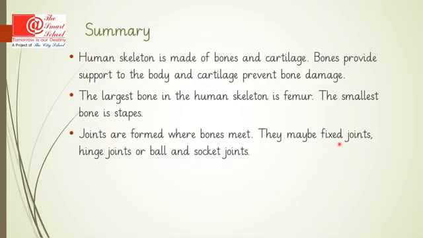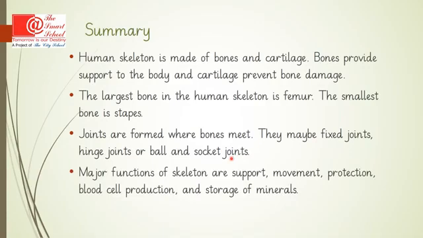Fixed joints do not move. Hinge joints move in only one direction, whereas ball and socket joints move freely in all directions. Major functions of skeleton are support, movement, protection of internal organs, blood cells production, and storage of important minerals for further use.